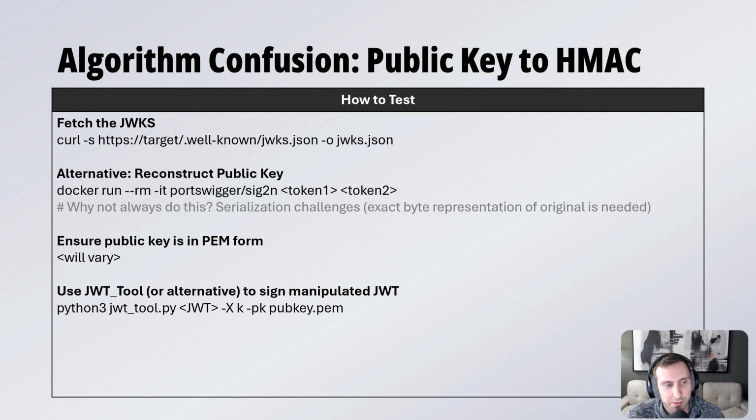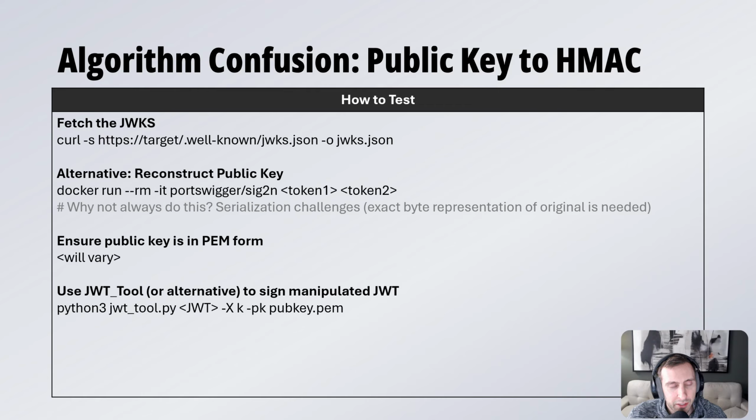So some of those steps I obviously have noted will vary, so I haven't put all the details. You can find lots of guides for this. But the other thing worth mentioning is that there is an approach you can use to reconstruct a public key if you can obtain multiple tokens that are signed by the same key. One of the challenges with this is that there are different ways to actually serialize that key. And remember, if you're using some type of secret in an HMAC operation, you need that to be an exact byte replica in order for it to work.